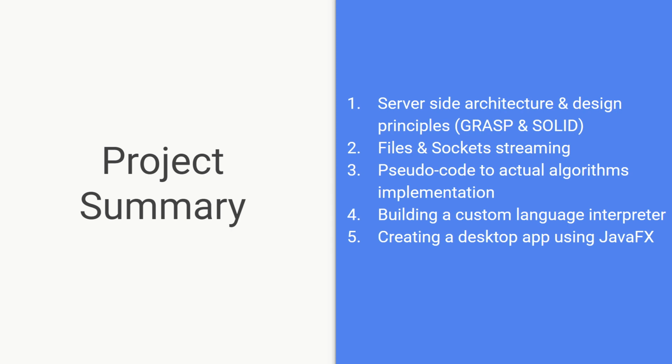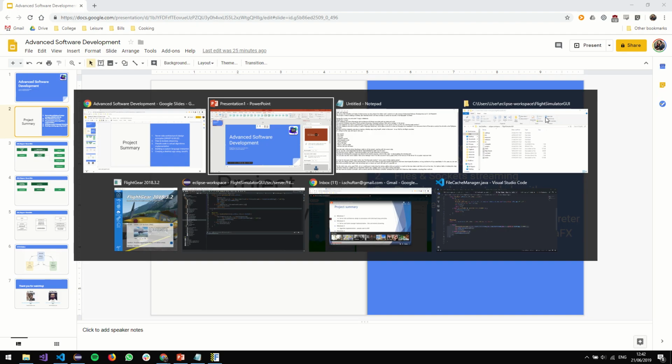The fourth milestone was about building a custom language interpreter, which takes a kind of made-up language and translates it into a command that will be able to control the aircraft in the Flight Gear Simulator app. The fifth and last milestone was about creating a desktop app using JavaFX, which in this case is our GUI for the flight simulator. So without further ado, let's launch the app.